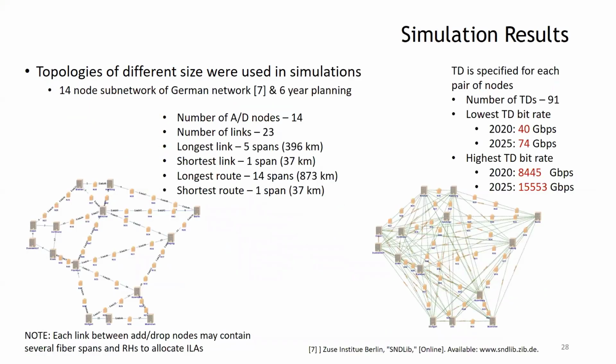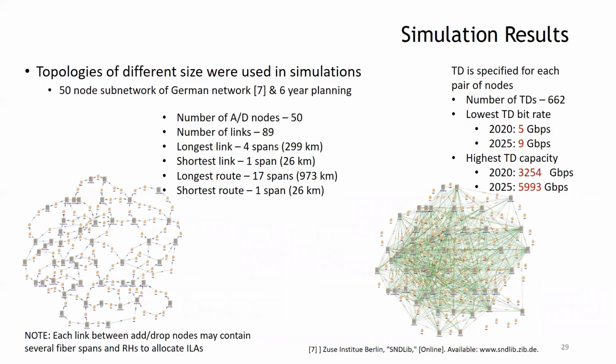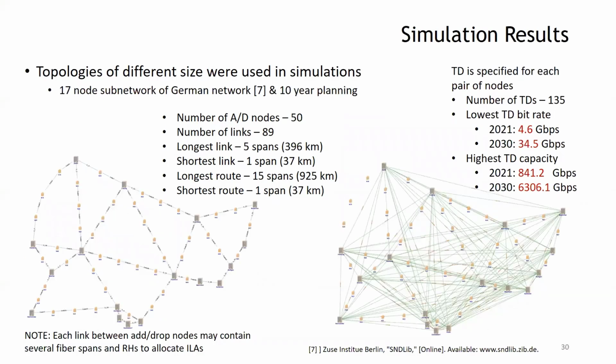To test the speed of the algorithm, we did simulation for several networks with different number of add-drop nodes, links, and different traffic demand matrices. We did simulations of 6-year planning for 14 and 50 node subnetworks of German network, and 10-year planning for 17 node subnetwork of German network. These topologies have fiber spans of different lengths. That is why we use incoherent EGN model for nonlinear noise calculations. For all topologies, 2 scenarios with and without regenerator placement were simulated.